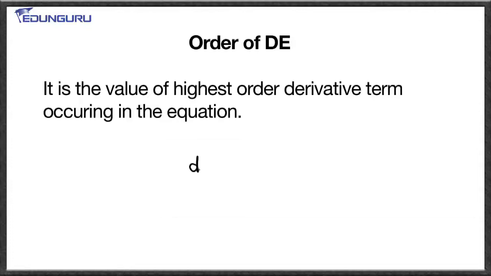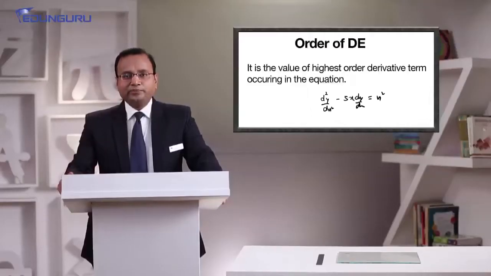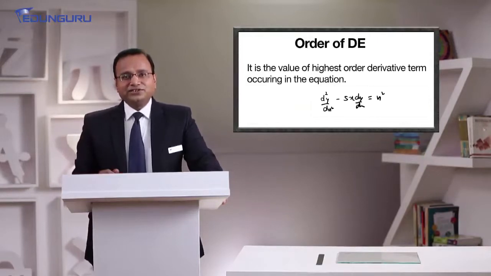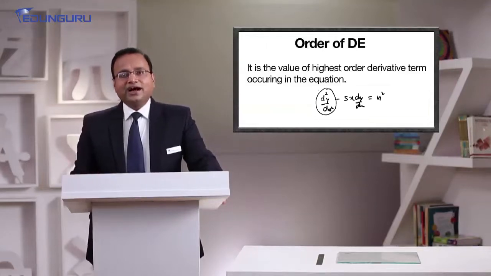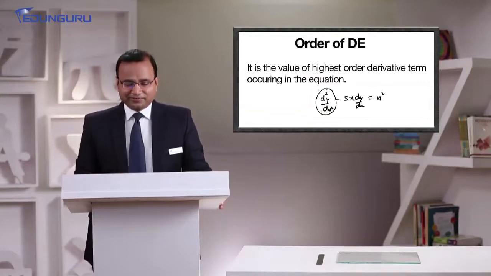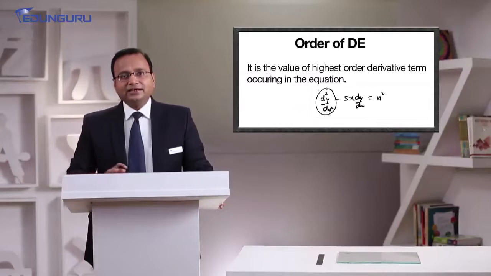For example, suppose you have d2y dx2 minus 5x dy dx is equal to x square. Suppose this is the differential equation you've taken, then the order of this differential equation, students, will be 2, because d2y dx2 is the highest order derivative occurring in the equation and the order of this derivative is 2. Do not look at the remaining part, the lower order derivatives, the radical signs, nothing.